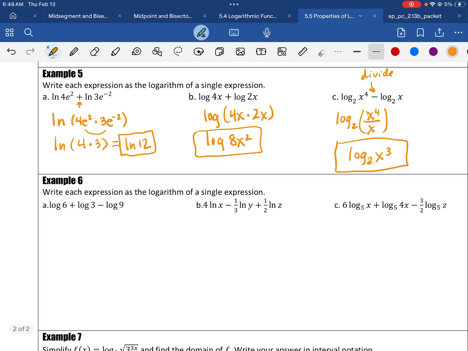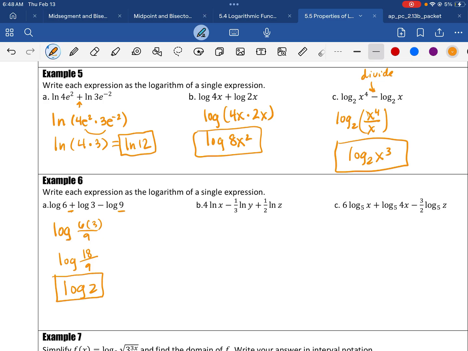Okay, same thing. Now this one's got multiple expressions in it. That's fine. So I'm going to write a single log. The 6 and the 3 are being plus together, so they get multiplied. But the 9, he's subtracted, so he's going to be divided. So that's the log of 18 over 9, which is the log of 2.